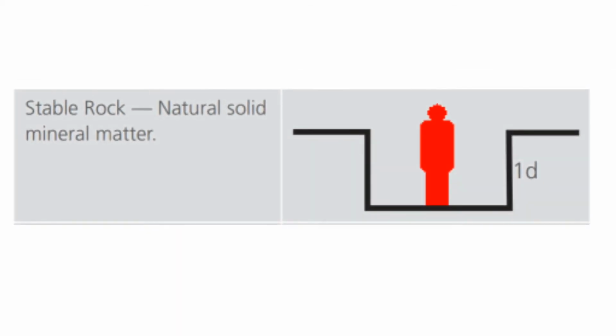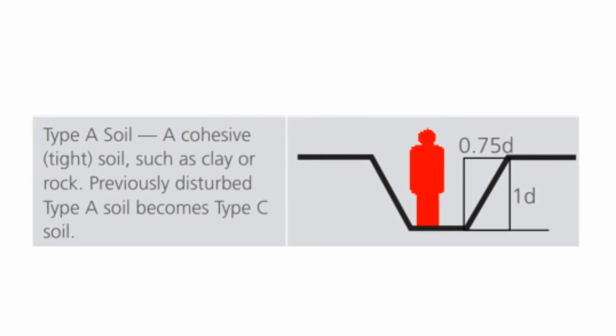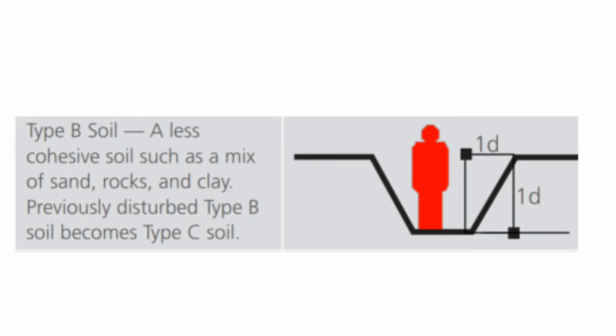Stable rock: natural solid mineral matter. Type A soil: a cohesive, tight soil, such as clay or rock. Previously disturbed type A soil becomes type C soil. Type B soil: a less cohesive soil such as a mix of sand, rocks, and clay. Previously disturbed type B soil becomes type C soil.